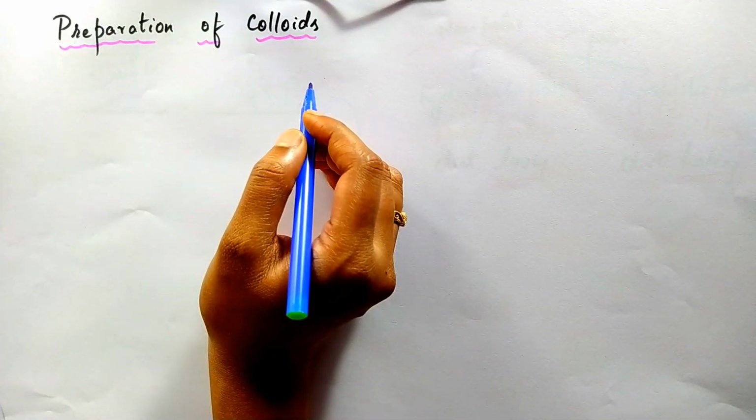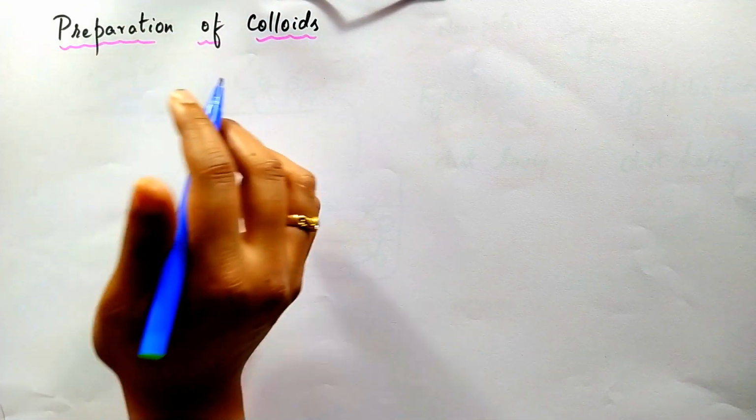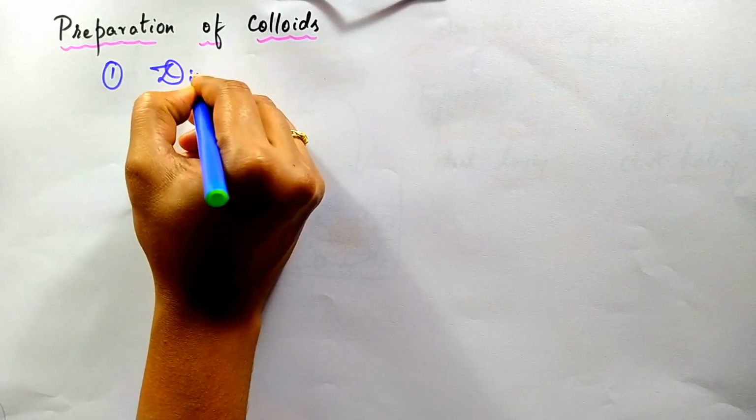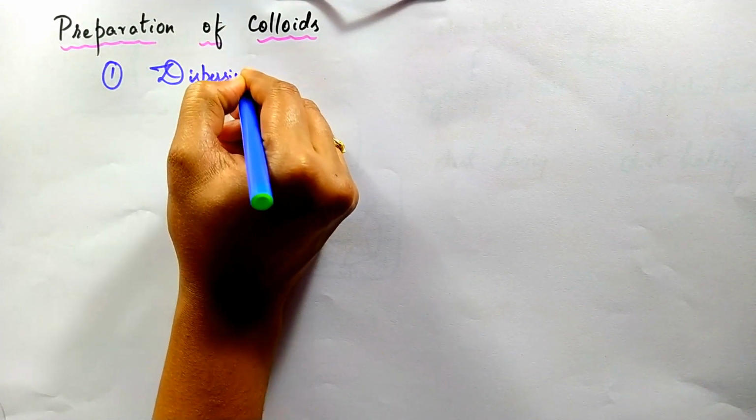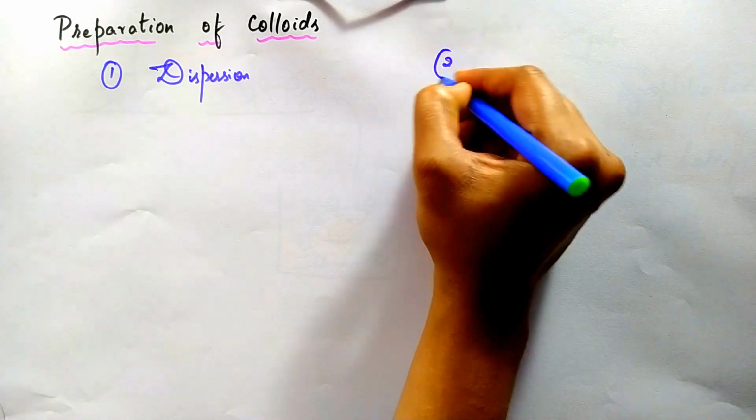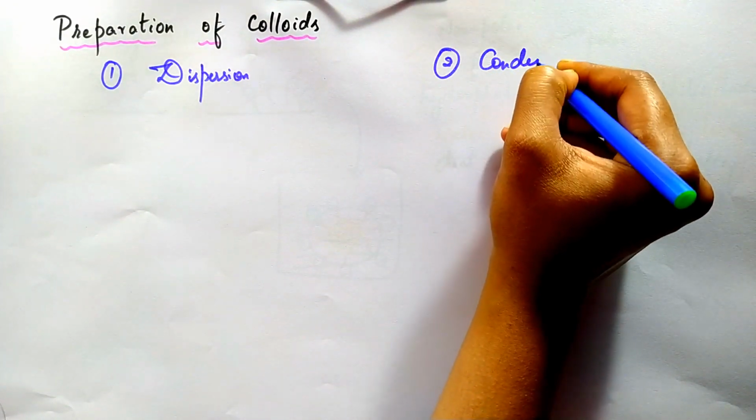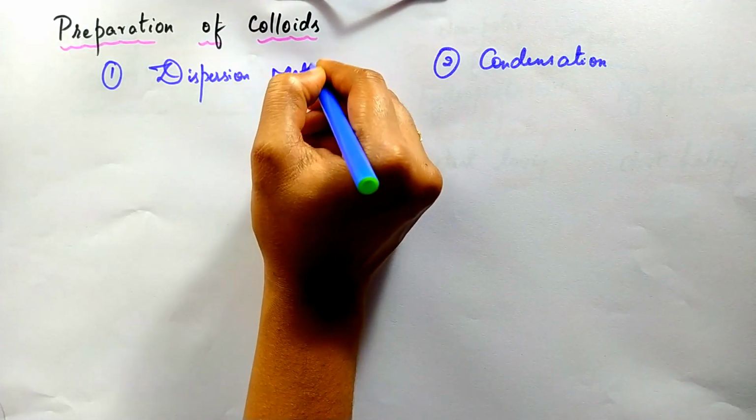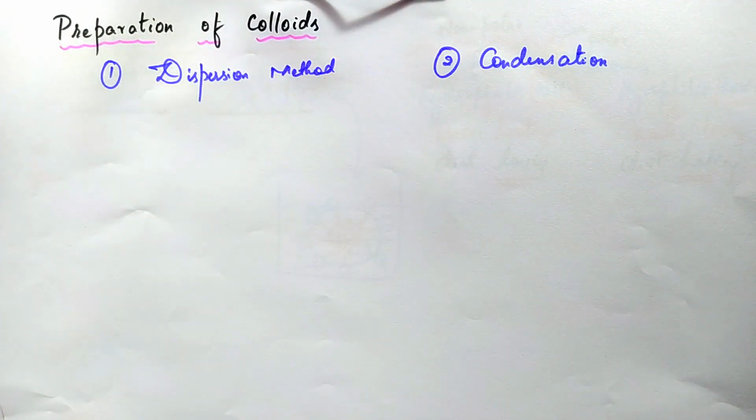Preparation of colloids. There are two methods to prepare colloids, that is the dispersion method and the condensation method. The first one is the dispersion method and the second one is the condensation method. So what do you mean by this dispersion method and condensation method?